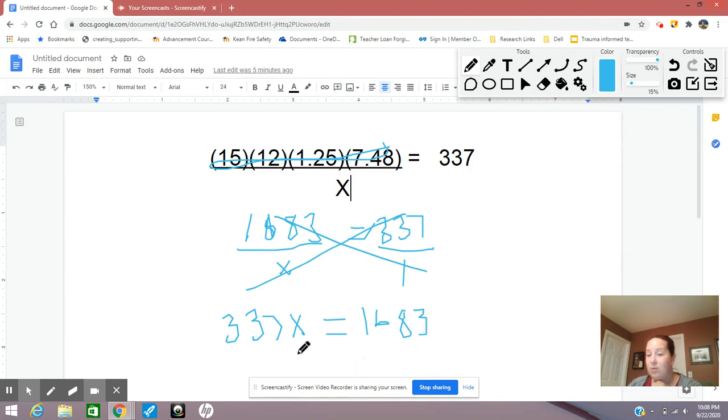Okay, and now we're at the same last step as in the last video. So I have a number next to an x, and I have a whole number on the other side of the equal sign. So this 337 next to the x means that they're being multiplied. So in order to get that x all by itself, we have to divide. So we're going to divide by 337 on this side, and then because it has to be balanced, we have to do that on the other side too. So we're going to divide by 337 on this side too.